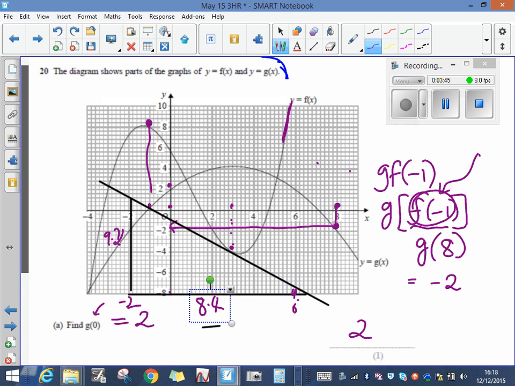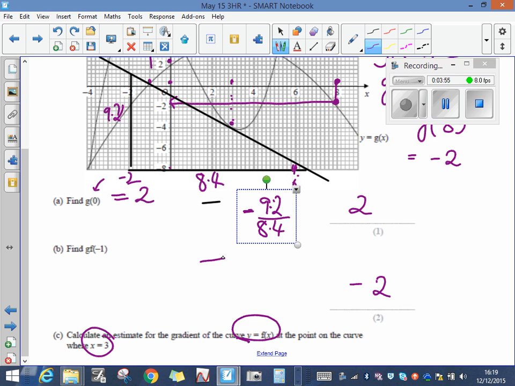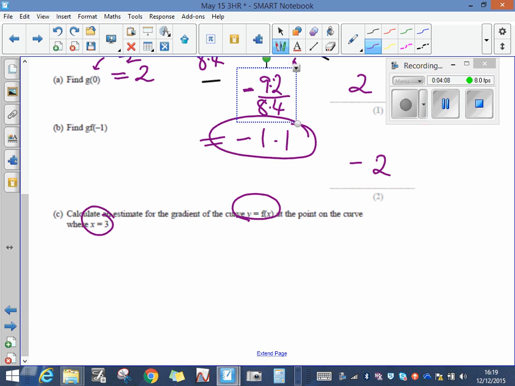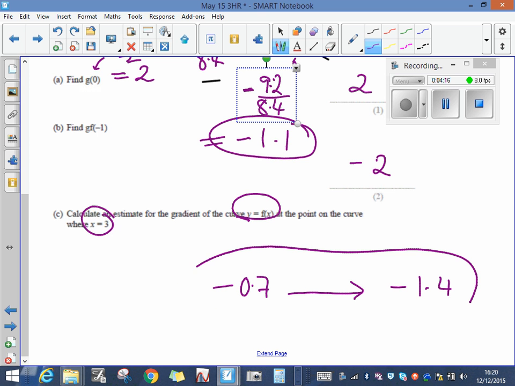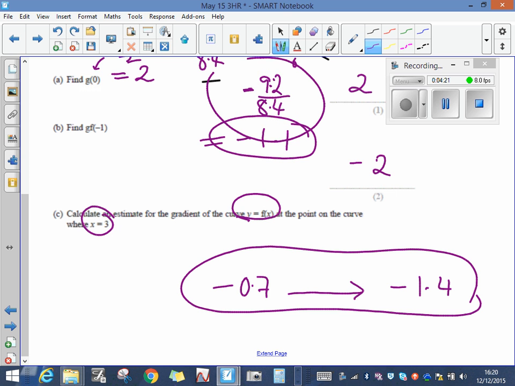So the gradient of the curve is negative, and it's the vertical, which is about 9.2, divided by the horizontal, which is about 8.4. Now that comes out as about minus 1.1. You can't be too accurate here. It also depends how accurately you draw your tangent, but you are allowed to have anything between minus 0.7 going up to minus 1.4. Okay, but you must show your method, so you must draw that tangent and you must show the division that you do here.